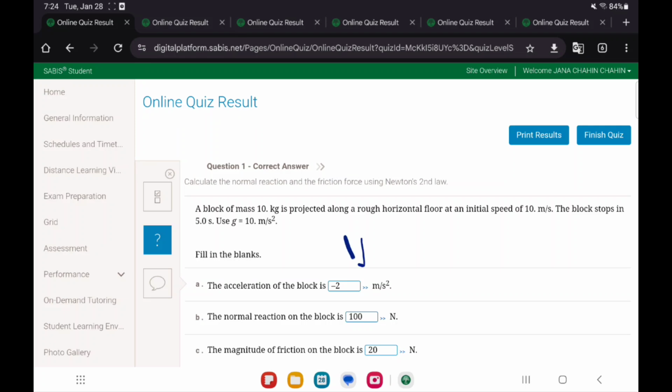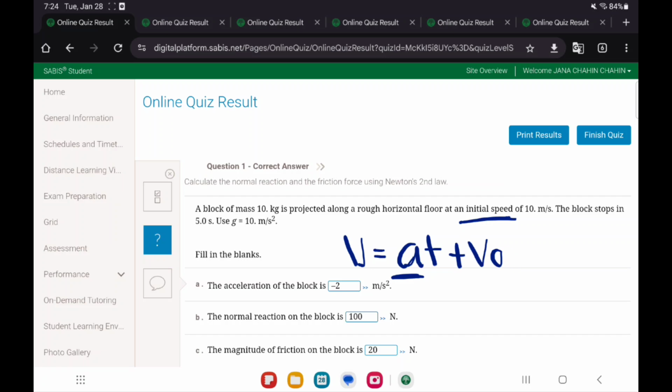It's V equals AT plus V naught. Okay, so V is the final speed, A is the acceleration, and that's what we need to find. T is the time, and V naught is the initial speed. Okay, so here it is, and the V final is at the end.